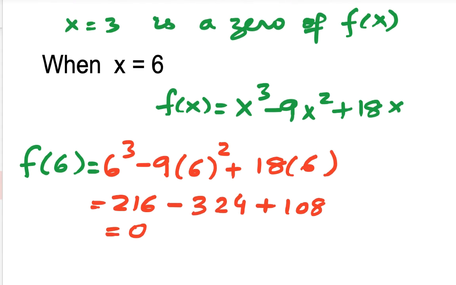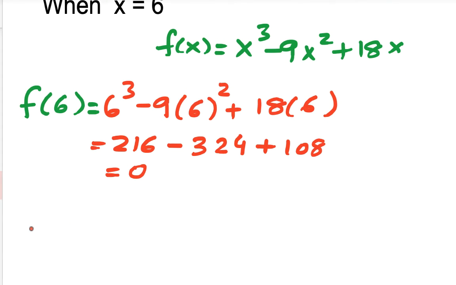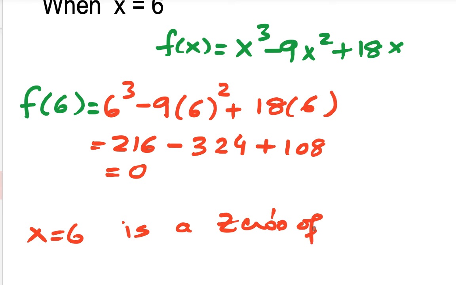So all the three x values, that is 0, 3, and 6, are all zeros of the function f of x.